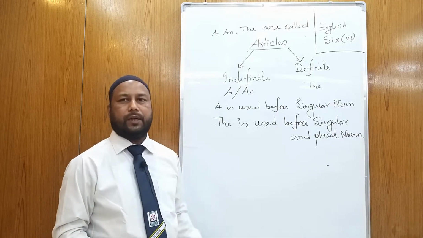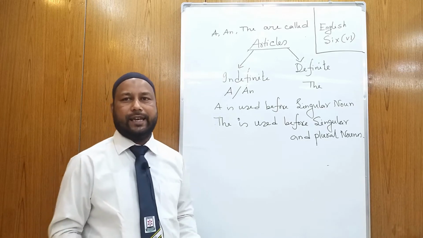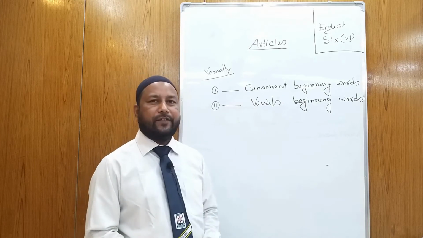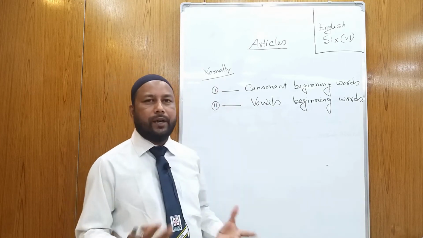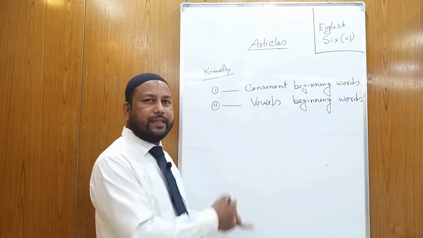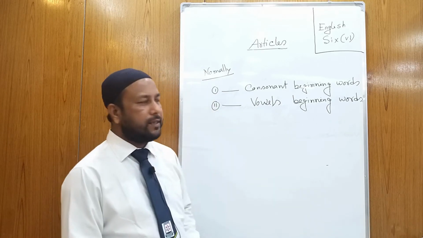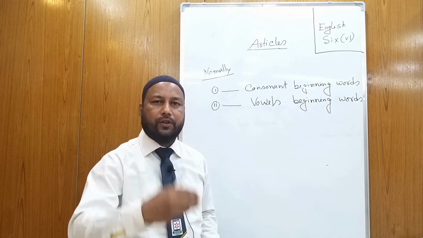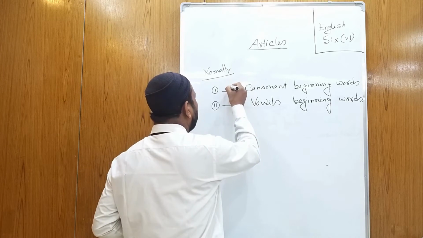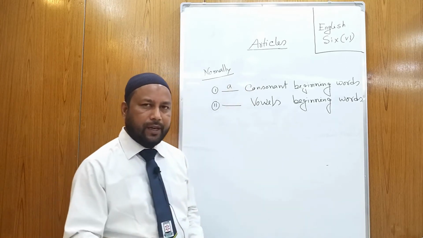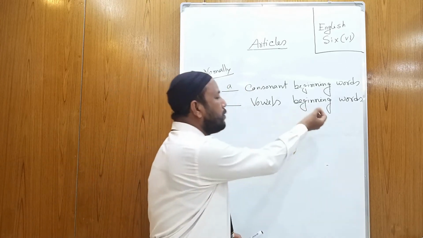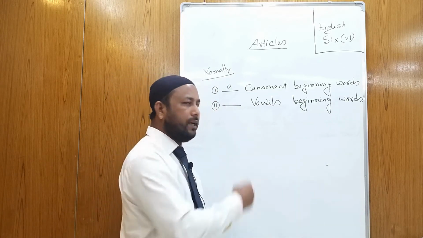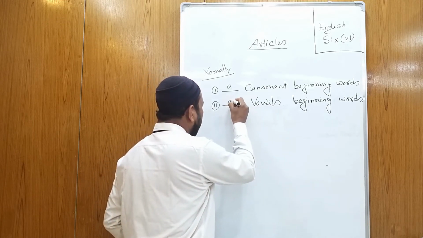Now let's move on to how we use articles in our daily sentences. There are two rules to use indefinite articles. They are called normal rules. Now we will discuss these rules. The first rule is consonant beginning words. The words which start with a consonant, you have to use a before them. Similarly, vowel beginning words: the words which start with a vowel, we will use an.